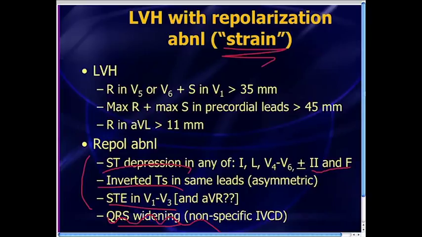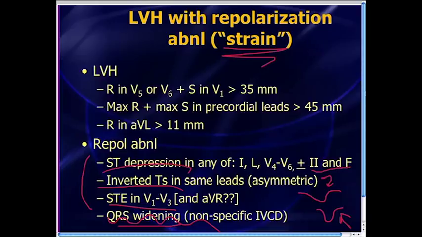There's one clue that may be helpful. The inverted T waves with LVH are usually a bit asymmetric, okay? True ischemia tends to be more symmetric in appearance. So this would be true ischemia. That's concerning, whereas this is LVH. It tends to be a bit more asymmetric.